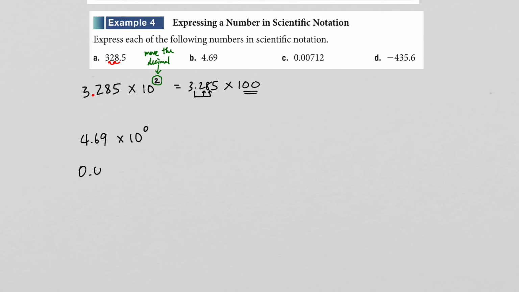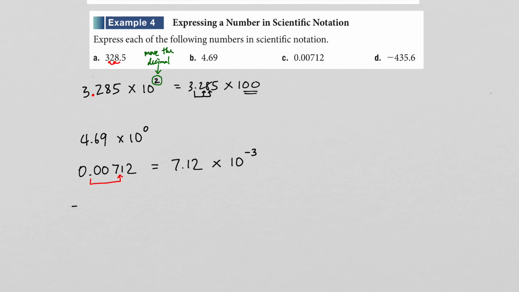The next number, 0.00712. This is not a number between 1 and 10. So if I want to make this a number between 1 and 10, I need to move this decimal here so that we get 7.12. Now, when I do my scientific notation, I have to multiply by 10 to the negative 3 power because to get the number back to where we started, I need to move this decimal 3 places to the left.